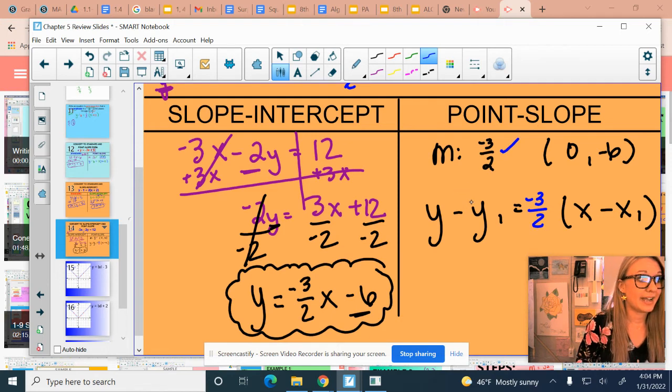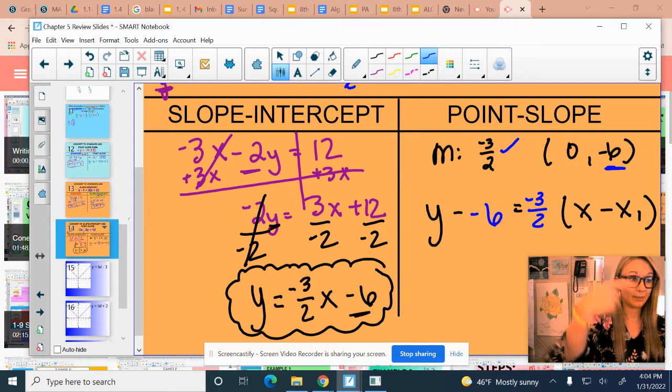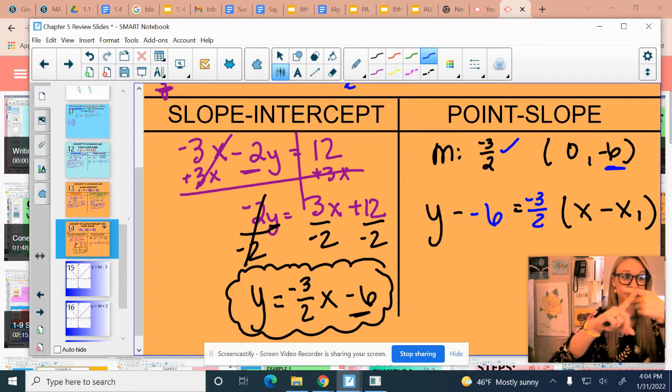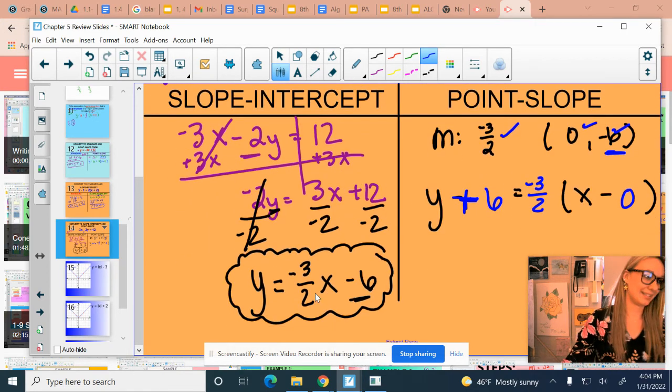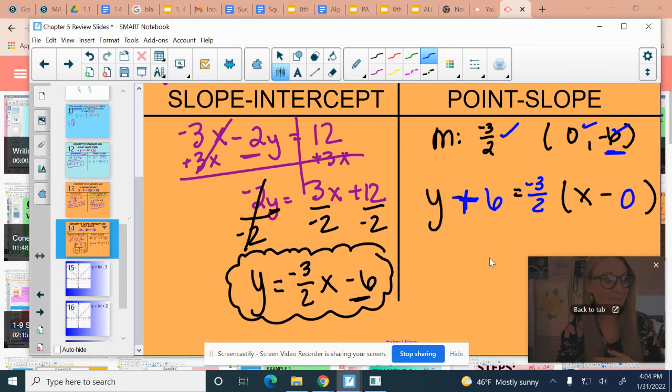Done. I know my y value is a -6, but minus a negative turns into a positive. Please don't forget that. And then your x value here will just be a 0. And you did it. You went from standard to slope-intercept to point-slope.